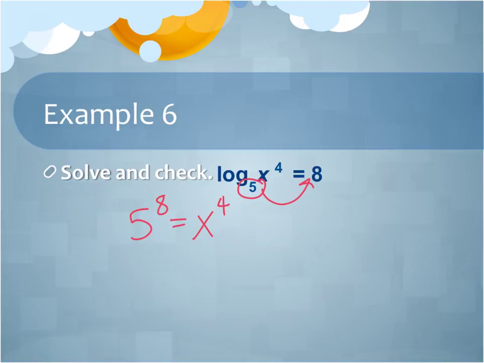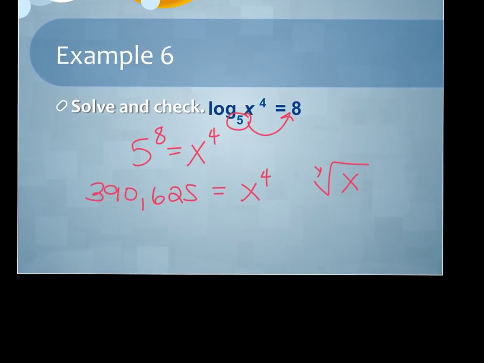Okay, then I'm going to use my calculator to find 5 to the power of 8, because I don't expect you to do that. That would be pretty brutal. And I get 390,625 equals x to the 4th. Now how do I get rid of a 4th power? Take the 4th root of 390,625. And I want to find the 4th root of 390,625, which is 25.